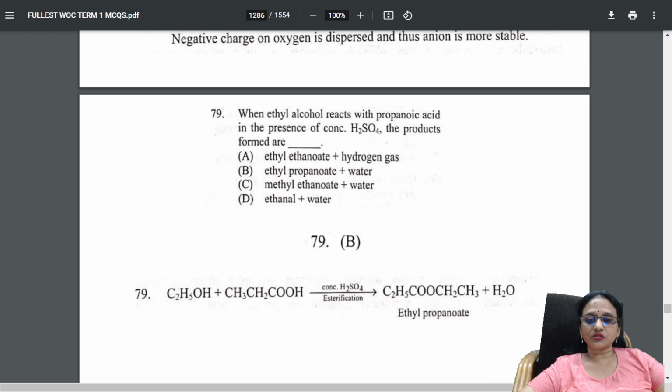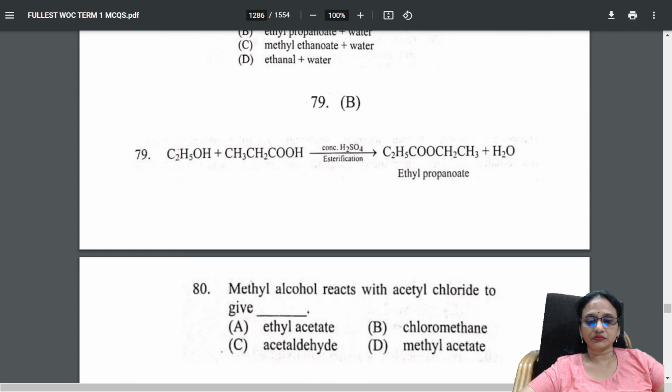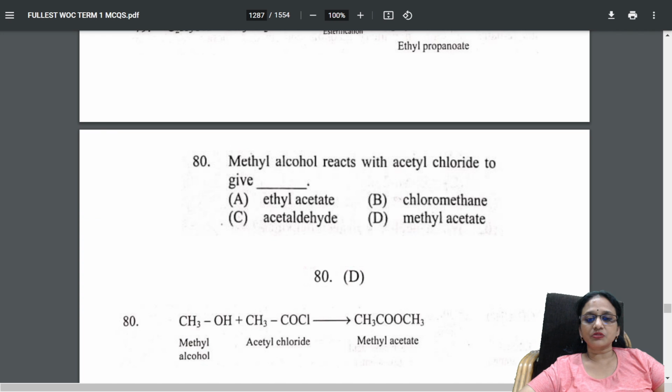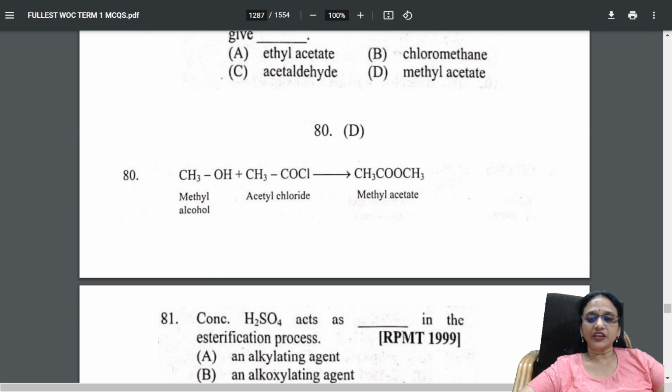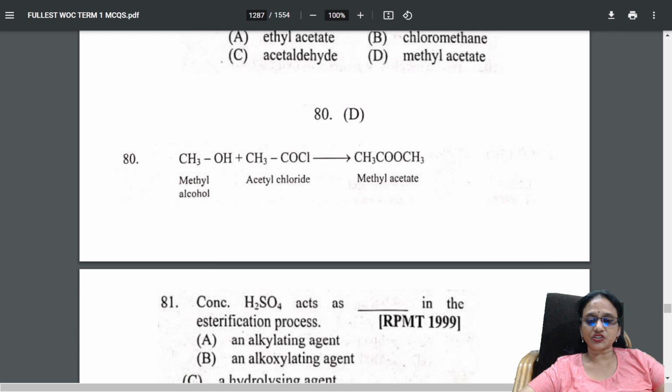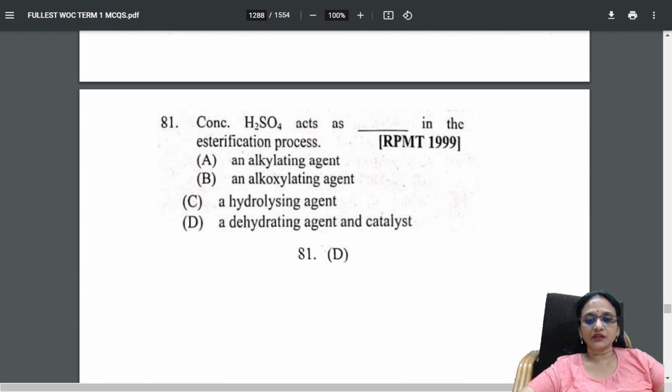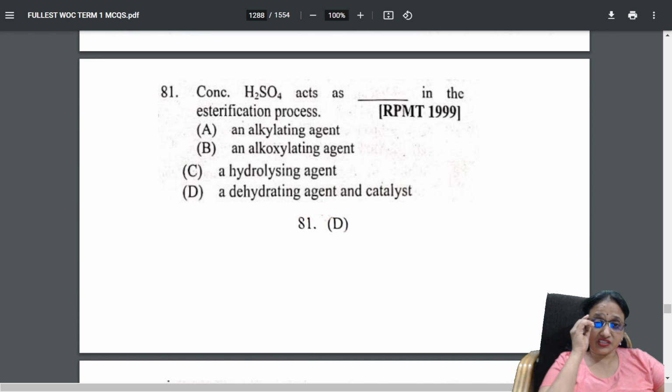This is also a question on the esterification reaction, where acid plus alcohol combine to form an ester. This is a question on methyl alcohol, where you're forming esters. So basically esterification reactions. Okay, this is again an esterification. This is basically the esterification process asked in a different way.